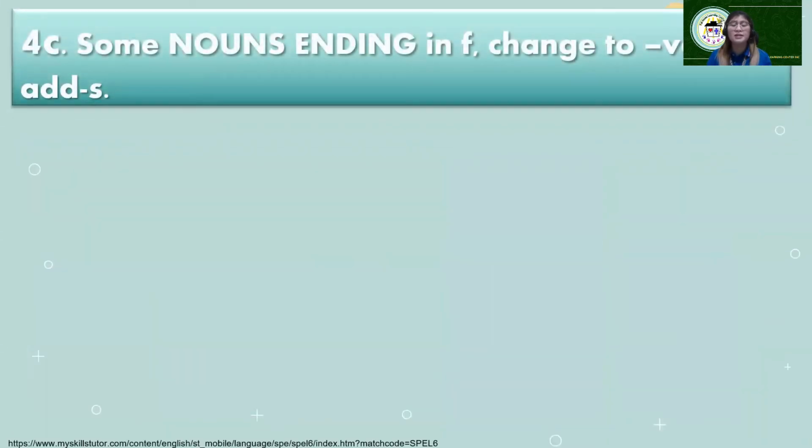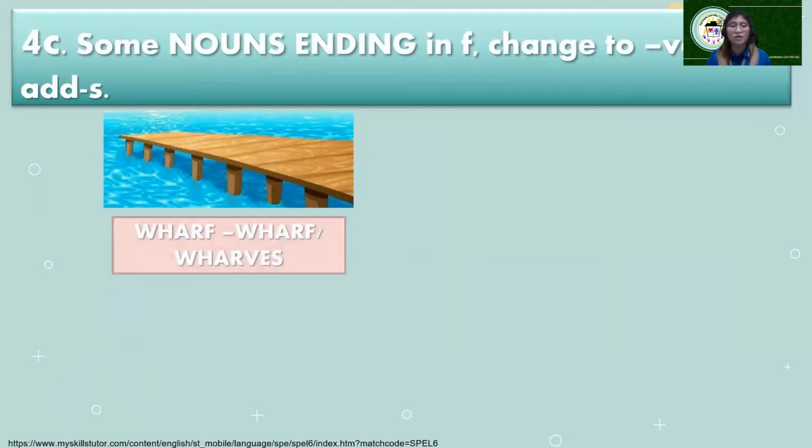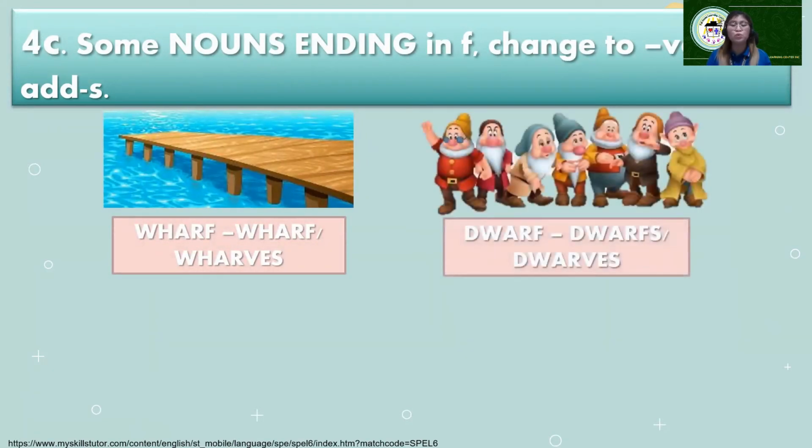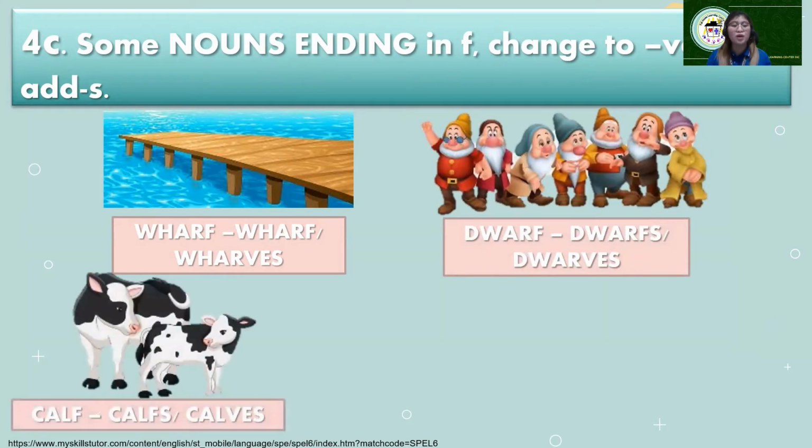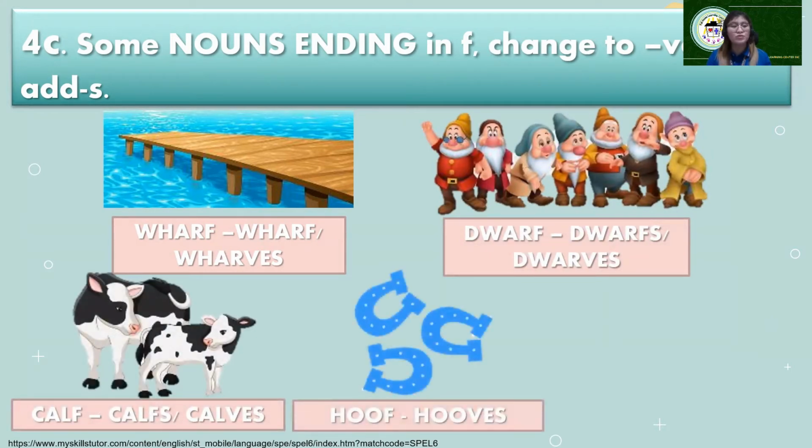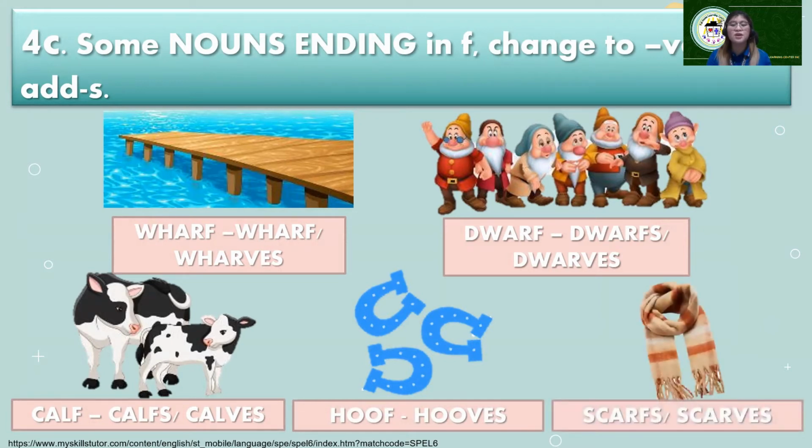Still, there are some nouns ending in F that can take both VES and S. Again, these are special nouns ending in F that you can change by adding VES or S. Examples: wharf to wharfs or wharves, dwarf to dwarfs or dwarves, calf to calves, hoof to hooves or hoofs, and scarf to scarfs or scarves. Okay, so again, when we see these words, you can change them by adding VES or S. So there are only 5 words that can change to VES or S.